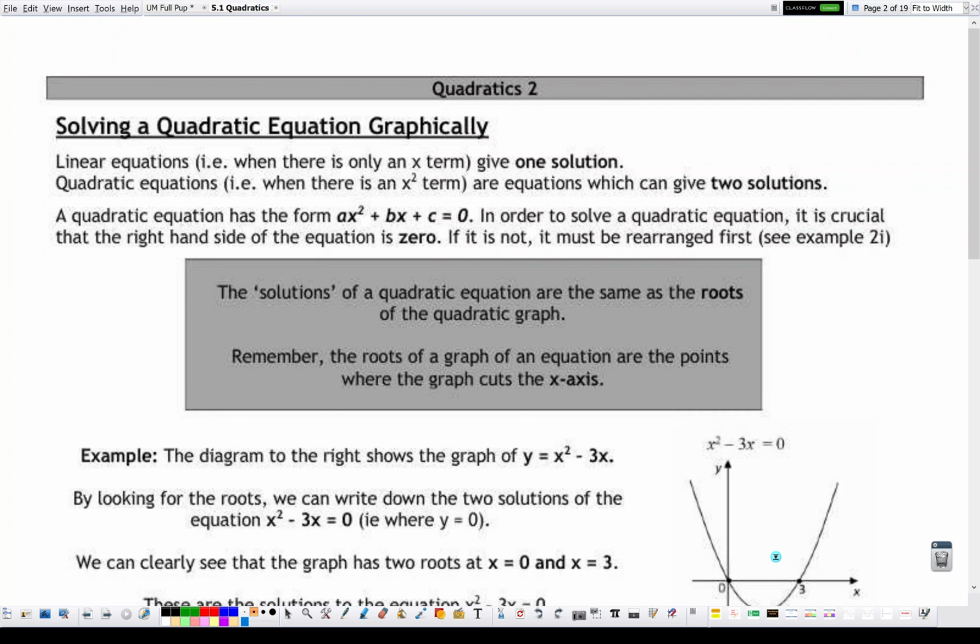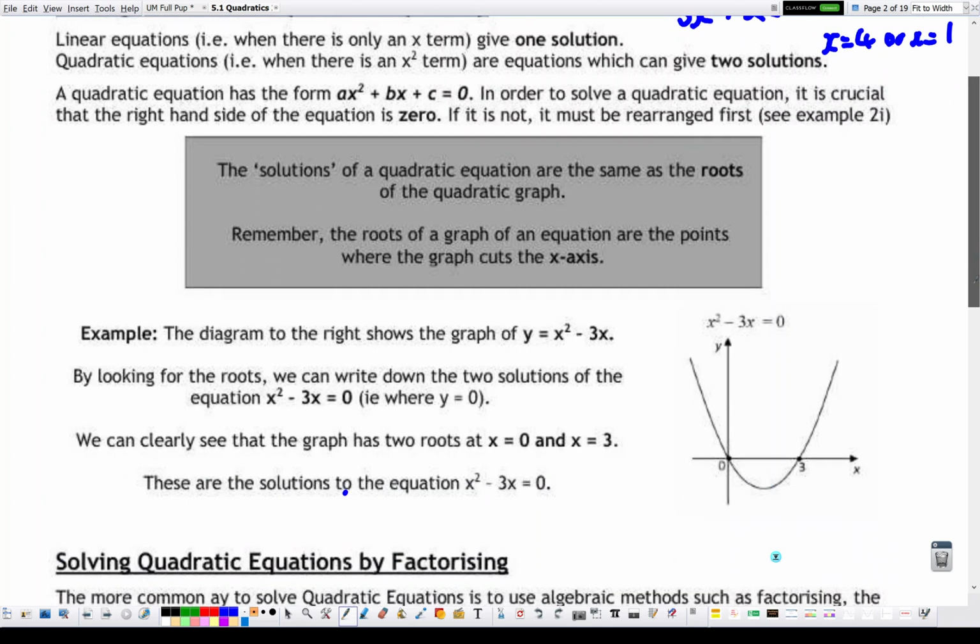Linear equations, linear meaning x only is a power of 1, so like 3x plus 2 equals 5, that's a linear equation. That has one solution, right? It'd be x equals 1, that's one solution. Quadratic equations, whereas an x squared term, give two solutions. So, you know, x equals 4 or x equals 1, they give two solutions there, which we've already seen in our previous quadratic topic.